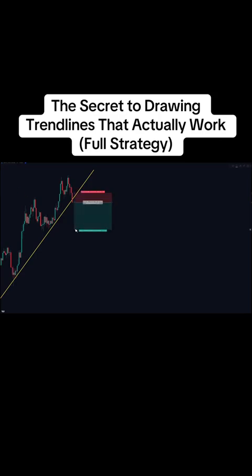Entry on the close of the bearish candle that confirmed the rejection. Stop loss, just above the wick of that candle. Target, next key support level, aim for at least a 2-to-1 reward to risk ratio. By combining trend line structure, liquidity sweeps, engulfing candles, and higher time frame confirmation, this becomes a high probability setup. Stick to the process, trust the plan, and let the market do the work.